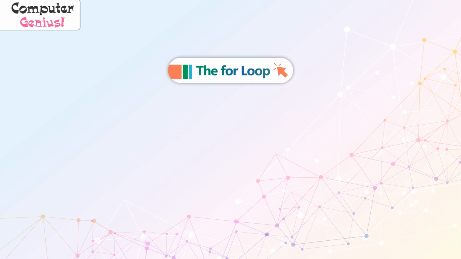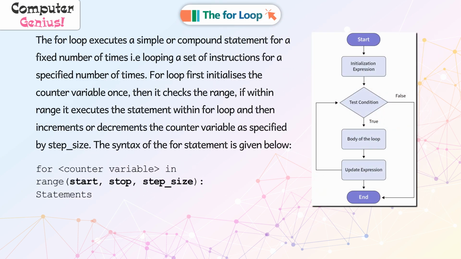The for loop. The for loop executes a simple or compound statement a fixed number of times, that is, looping a set of instructions for a specified number of times. A for loop first initializes the counter variable once.